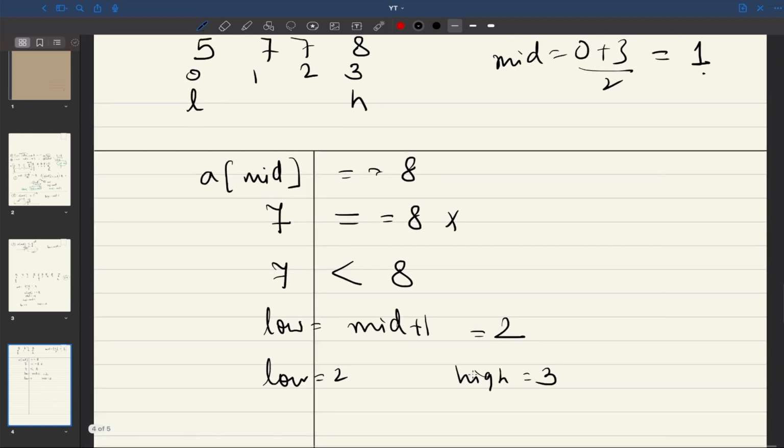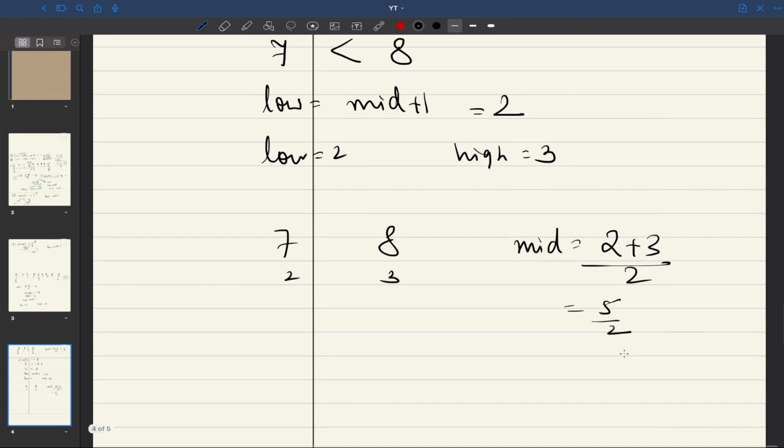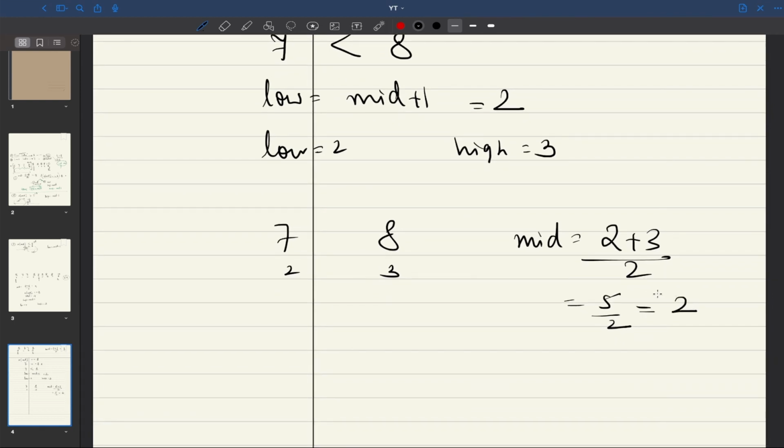So what do we have? From 2 to 3 we have 7 and 8. Find out the mid. That would be 2 plus 3 by 2, which is 5 by 2. We are doing integer division, so 2 twos are 4, so you have 2 here. So this is your mid, and this is also low and this is also your high. So is 7 greater than or less than 8? It is less than 8.